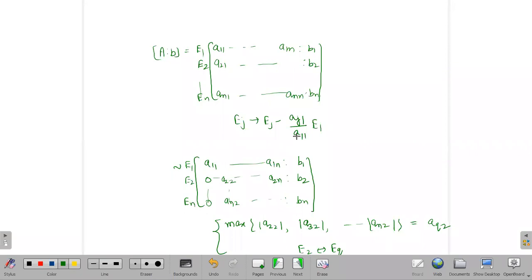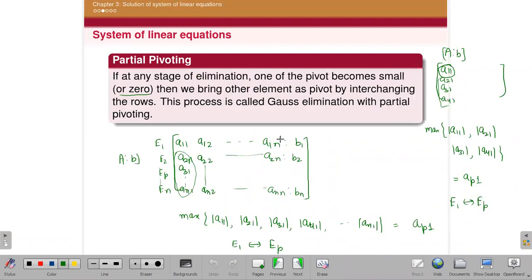Yes. Can you please again explain this partial pivoting? Yes. Procedure of partial pivoting.